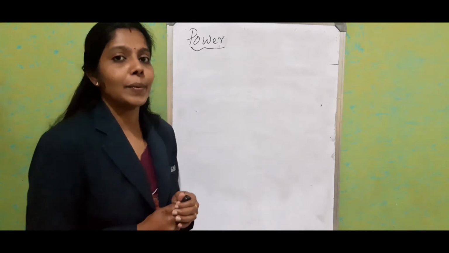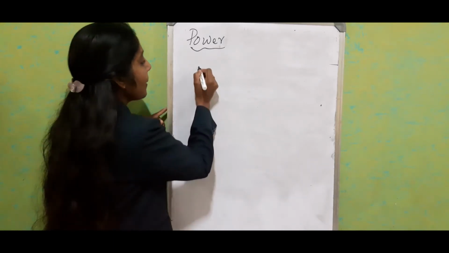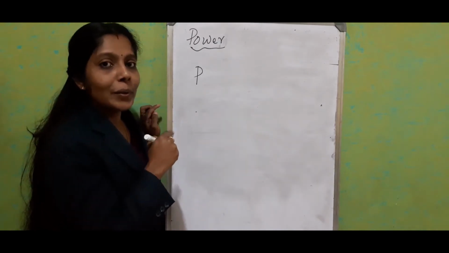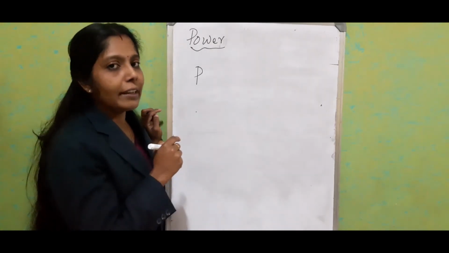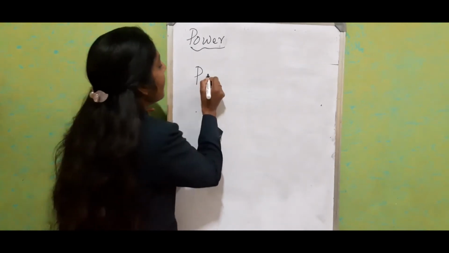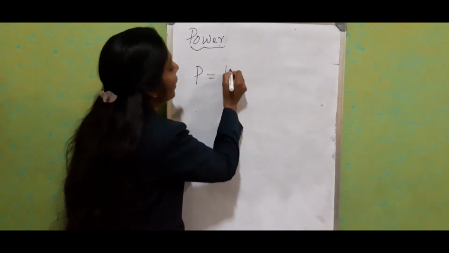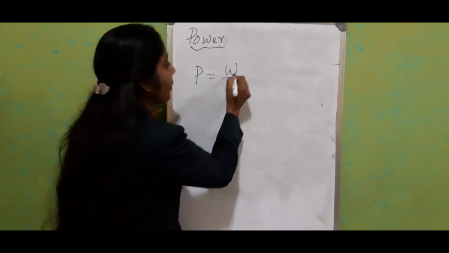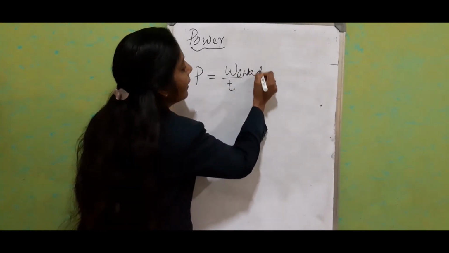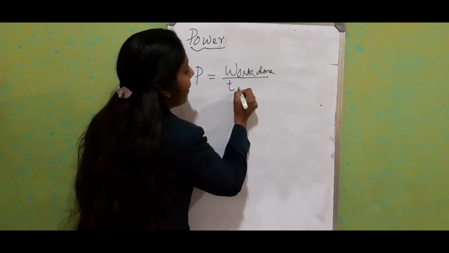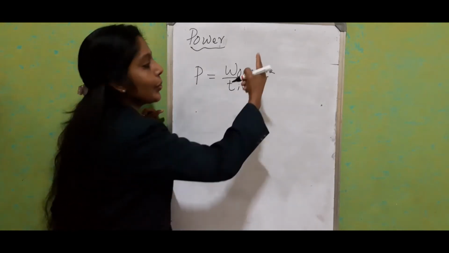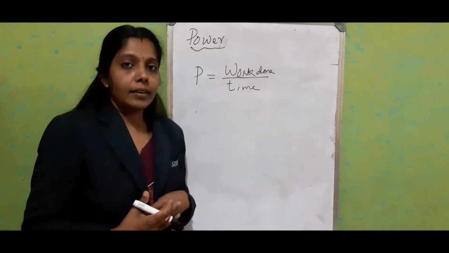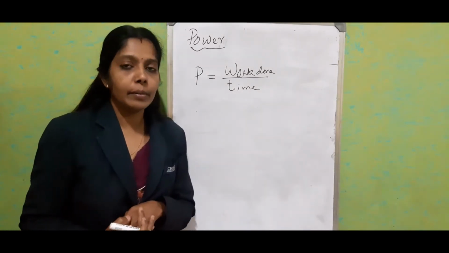In terms of an equation, power is represented by the letter P. Pressure we also represent by P, but both are different quantities. Power is equal to work done divided by time. So the rate of doing work is known as power, and it varies for different bodies.